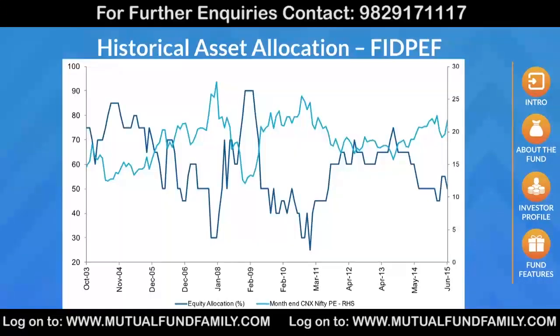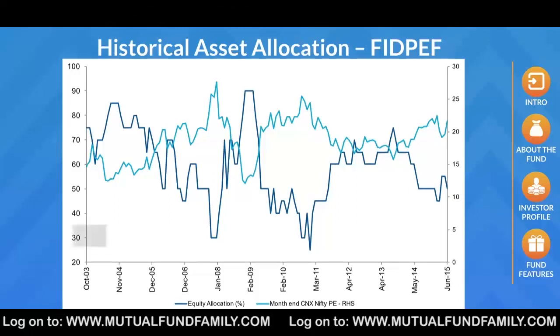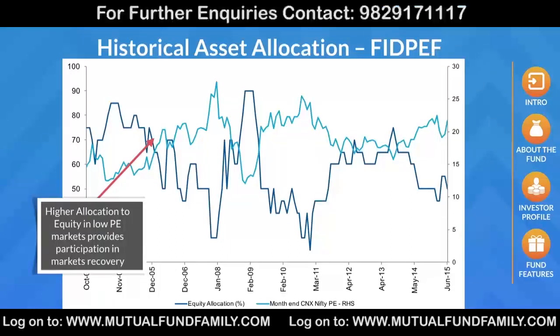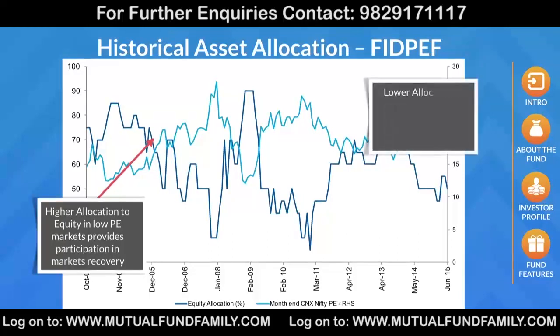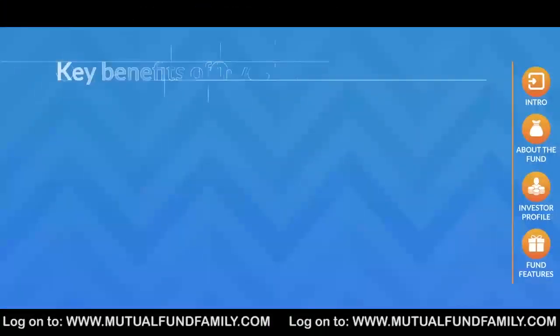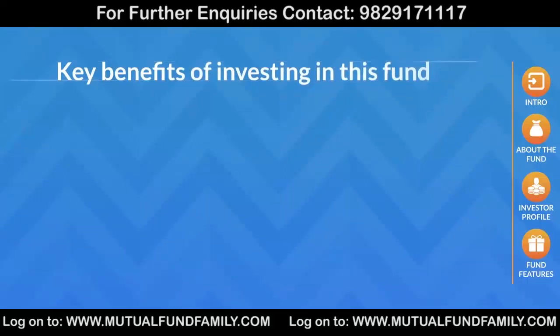This graph indicates how the equity exposure in the fund changes with the change in the PE ratio of the Nifty 50. It also indicates that a higher allocation to equity when the PE ratio is low helps the portfolio gain when the market rises. A lower equity exposure when the PE ratio is high also helps to cushion the portfolio if the market falls from a peak. What are the key benefits of investing in this Franklin India Dynamic PE Ratio Fund of Funds?